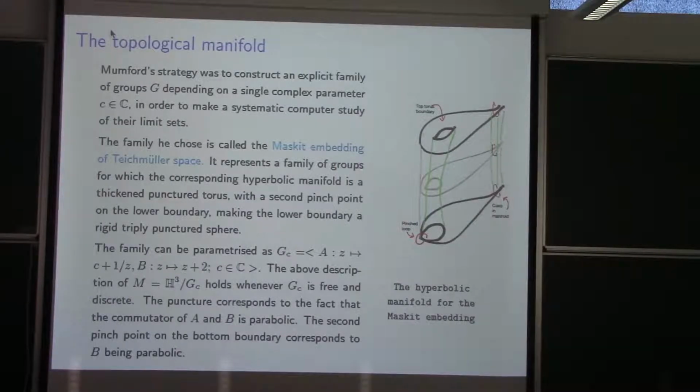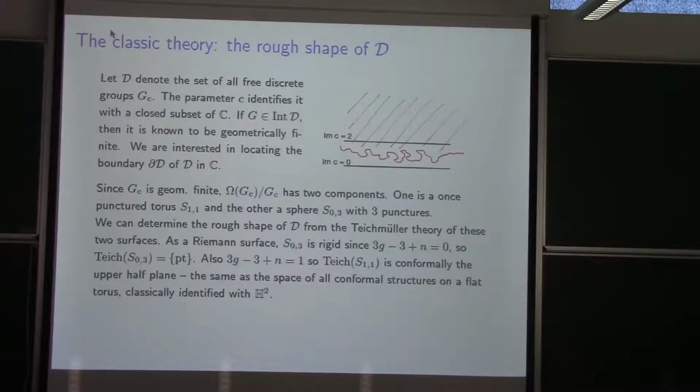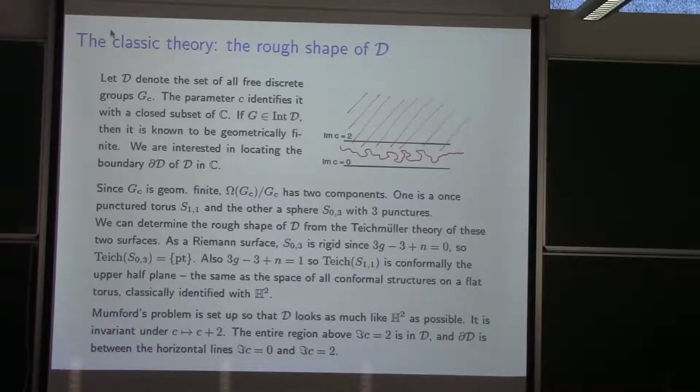So you've got a one parameter family of deformations, which is well understood from the classical theory of Bers and Ahlfors, with some input from Maskit. So here's what's going on. We're going to look at the parameter space of all the free discrete groups, the faithful discrete representations.